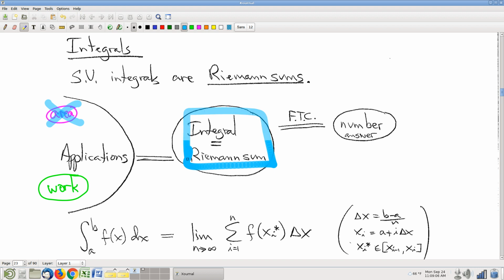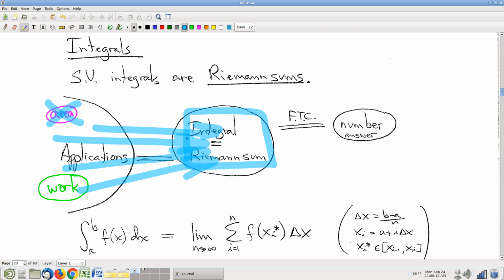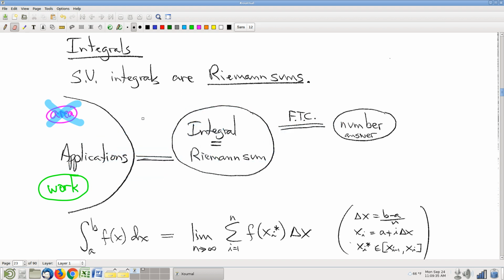Riemann sums are what integrals are, because all of these different applications, lots of different kinds of applications, they all directly relate to Riemann sums. No interpretation with area required. We make integrals defined by Riemann sums and then compute Riemann sums with the fundamental theorem of calculus. Okay. All right.